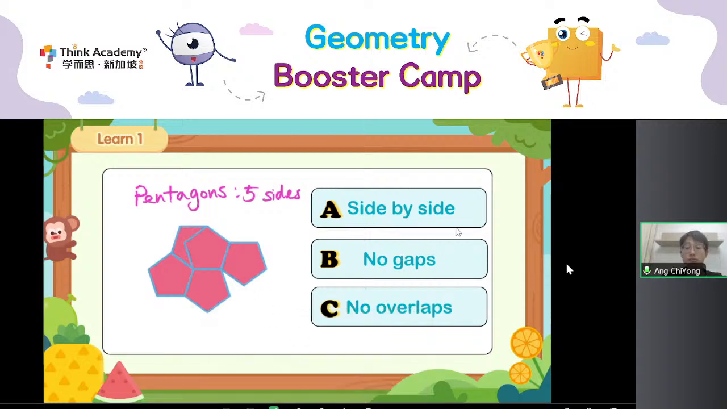Now we need to check. Are they side by side? Okay, they are kind of side by side. Are there any gaps?